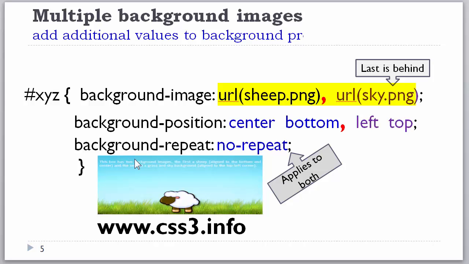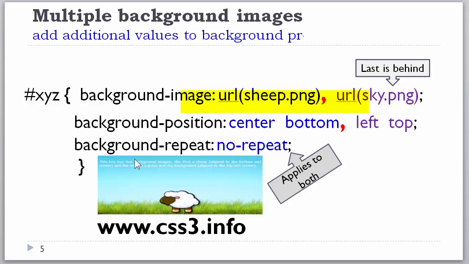And this is not limited to 2. You can do 3, 4, etc. They are all comma separated. So for example, if you have two background images and then you want to set some additional background properties, you would also need to set them for both images.